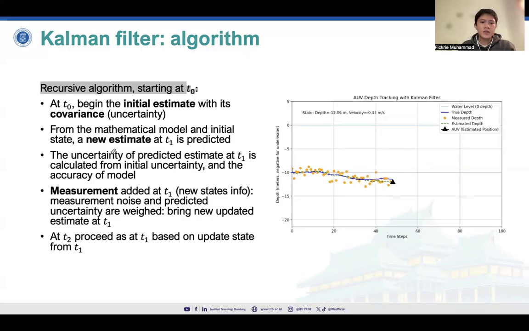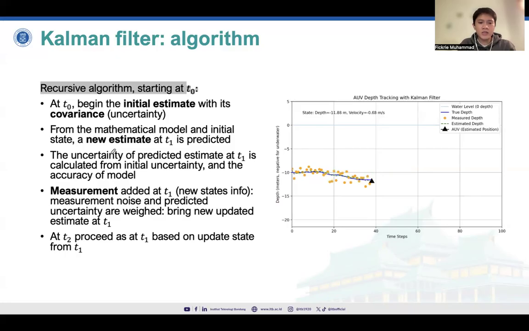And then the uncertainty of the predicted estimations at time 1 is calculated from the initial uncertainty. We previously had 1.0 uncertainty. Then for the next one, we believe that the estimation will also be 1.0, with 0.1 uncertainty. And that will be the base of our accuracy of the model, for example.